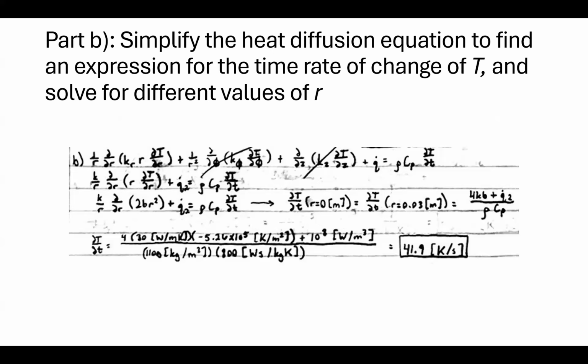And so if I go through and again substitute in the derivative of the temperature profile with respect to R, we get that the time derivative of the temperature is equal to 4 times K times B plus Q dot 2, that is the increased heat generation rate that we were given, all divided by the density of the fuel rod times the specific heat. And so plugging all the numbers in, we get 41.9 Kelvin per second for our time rate of change of the temperature.